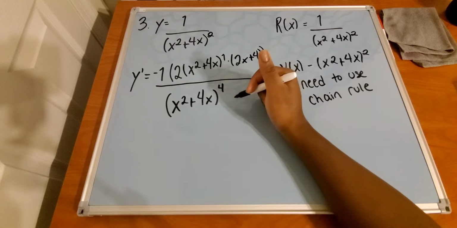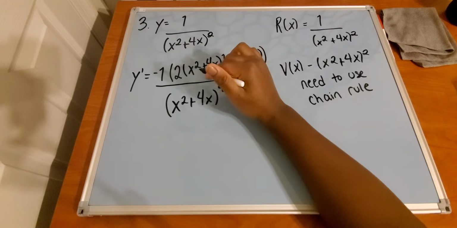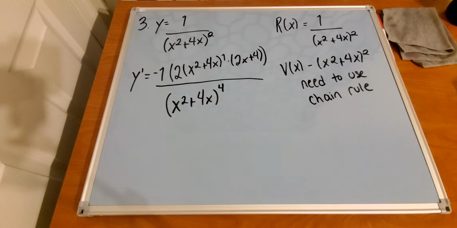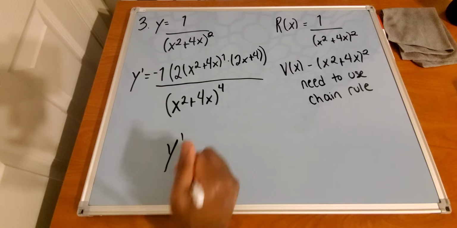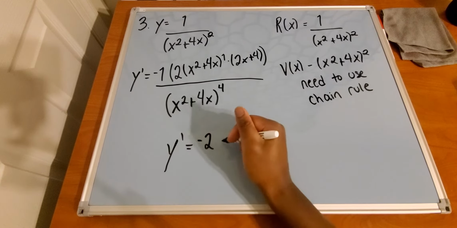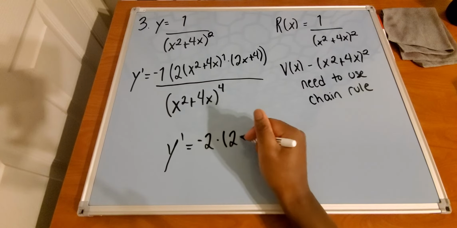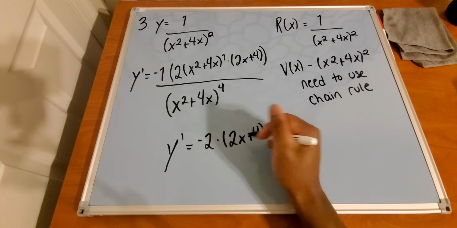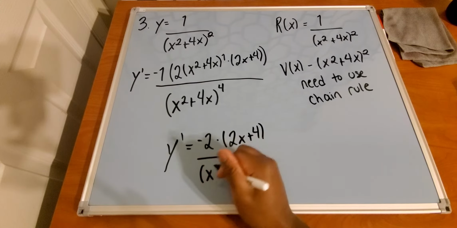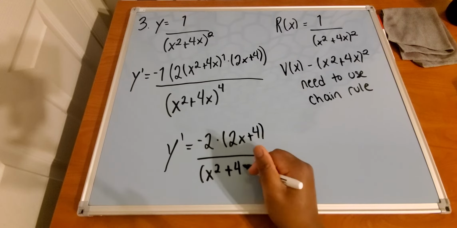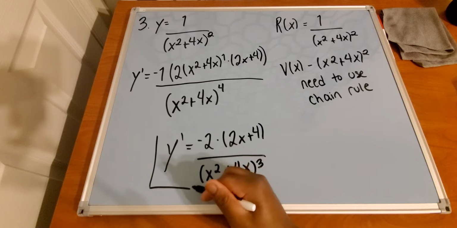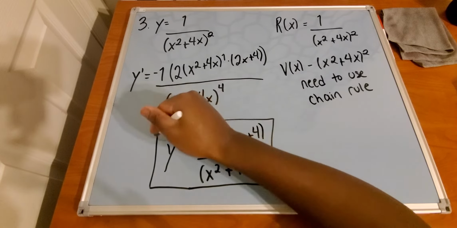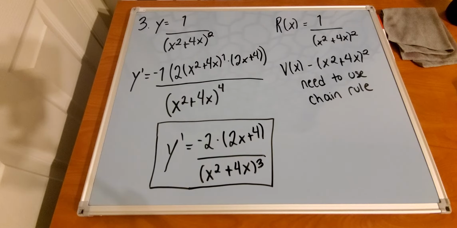All of these are being multiplied together, and we have an x squared plus 4x in the numerator and an x squared plus 4x to the 4th in the denominator, so we can go ahead and get rid of one of those. So our final answer would be y prime is equal to -2 times 2x plus 4 all over x squared plus 4x cubed. And this is our final answer. This is question number 3.